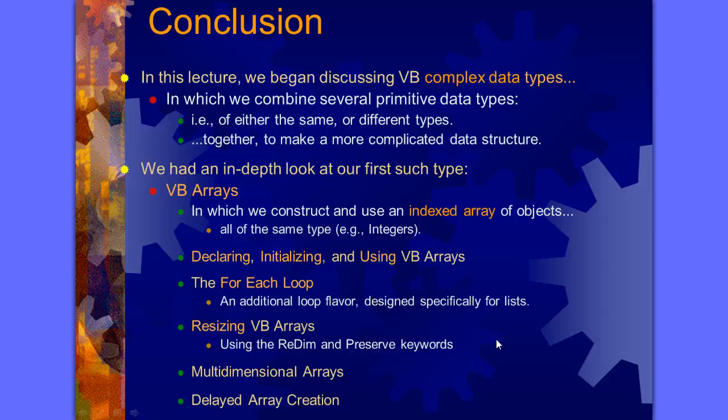Conclusion. In this lecture we began discussing Visual Basic complex data types, in which we combine several primitive data types, either of the same or different types, together to make a more complicated data structure. We had an in-depth look at our first such type, Visual Basic arrays, in which we construct and use an indexed array of objects all of the same type, declaring, initializing, and using VB arrays. And we also went through the for each loop, which is an additional loop flavor designed specifically for lists. Resizing Visual Basic arrays, we talked about that using the ReDim and Preserve keywords. We talked about multi-dimensional arrays and delayed array creation.